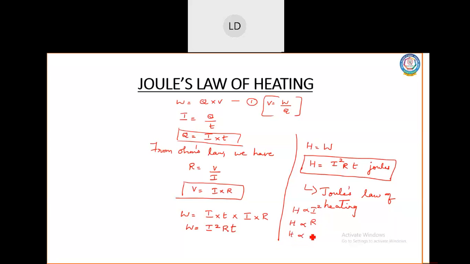Next, what is the next term, children? H is proportional to T, which means the current is passing through the wire. If the time is doubled, the heat produced will also double, and if the time is halved, the heat produced will also be halved. All these terms are directly proportional to heat. So whichever value is increased, naturally heat also increases. So this is about Joule's law of heating.